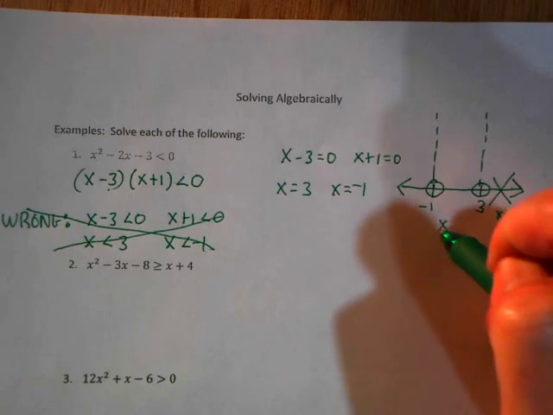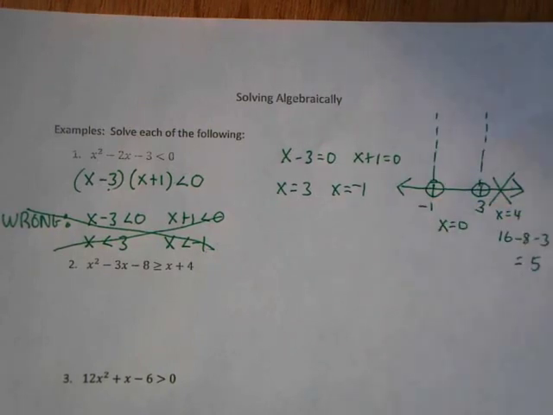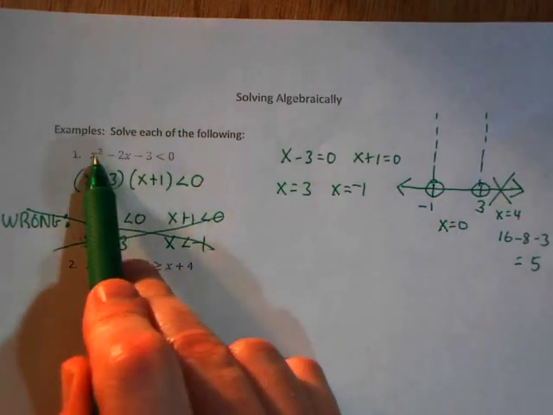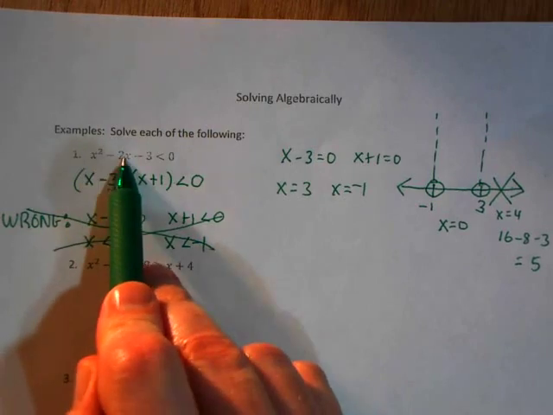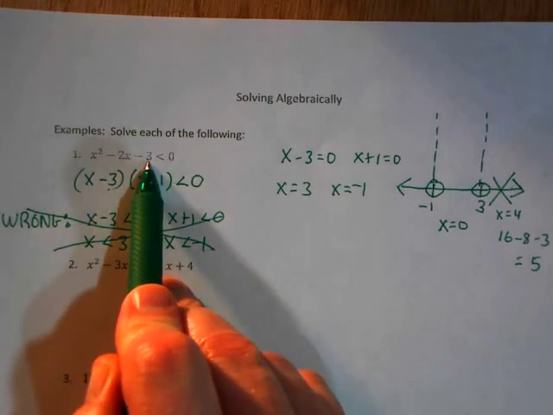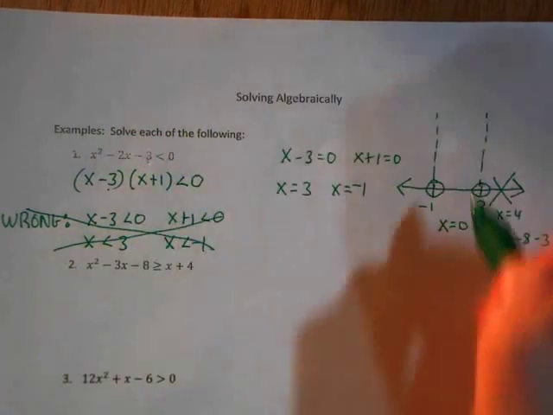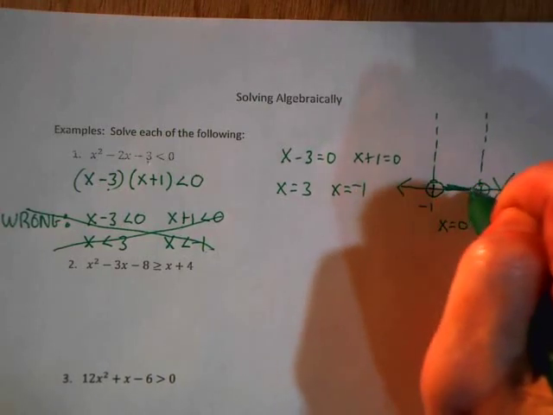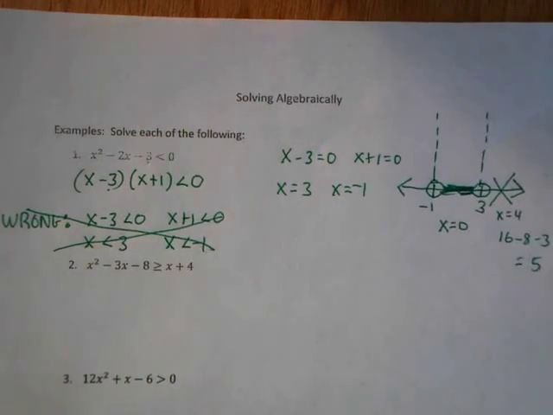I would definitely pick 0. I always pick 0 when I can because it's a very easy number to use. When I plug in 0, I get 0 minus 3. Is minus 3 less than 0? The answer is yes. Since 0 worked, any number in there is going to work.